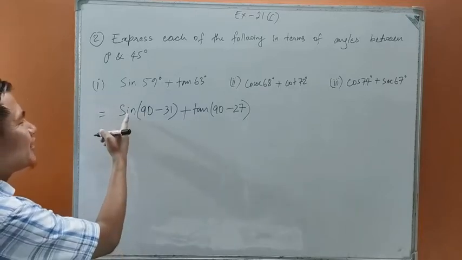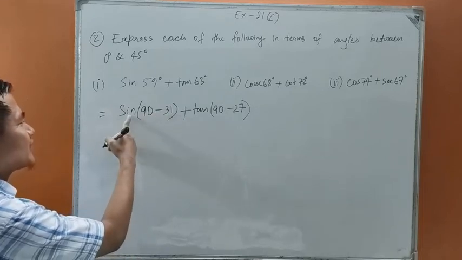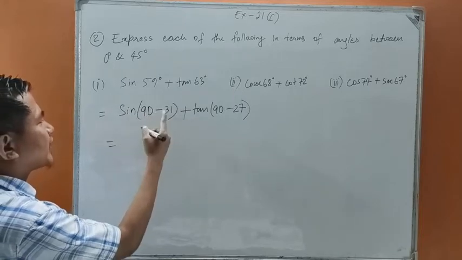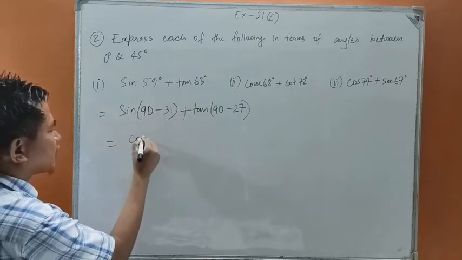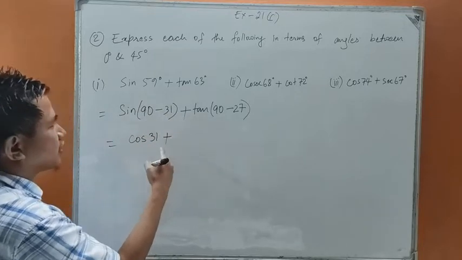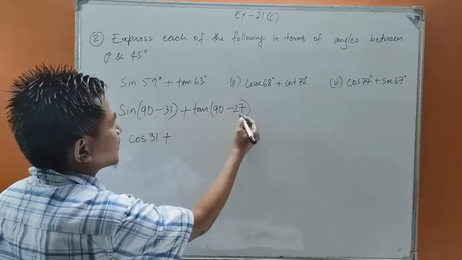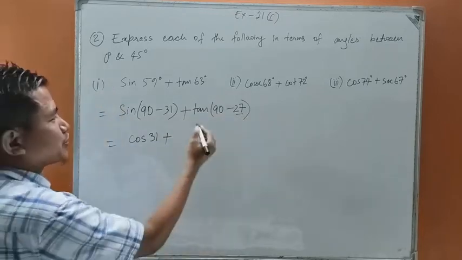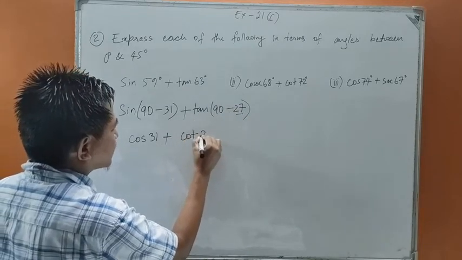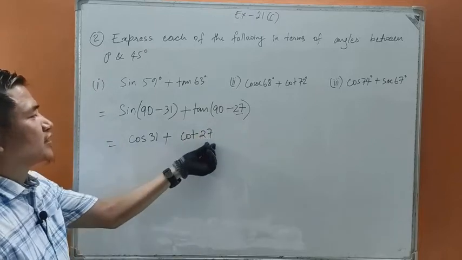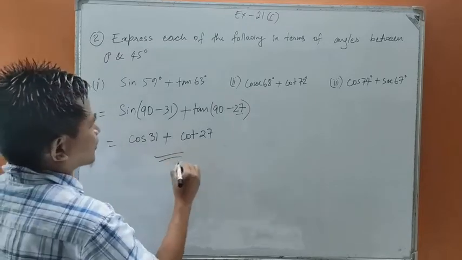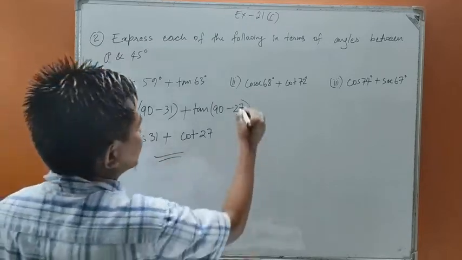So let's check this. Sin 90 minus theta, theta is 31 here. Sin 90 minus theta is cos theta, so cos 31. Then the plus sign. Tan 90 minus theta, theta is 27 here, and tan 90 minus theta is cot theta, so cot 27. Now you can see both angles, 31 and 27, are less than 45 degrees and more than 0 degrees. So this is the answer for question number 1. Very simple.